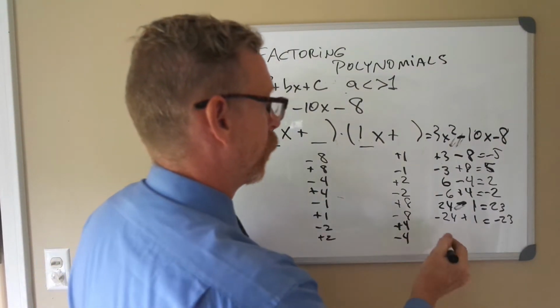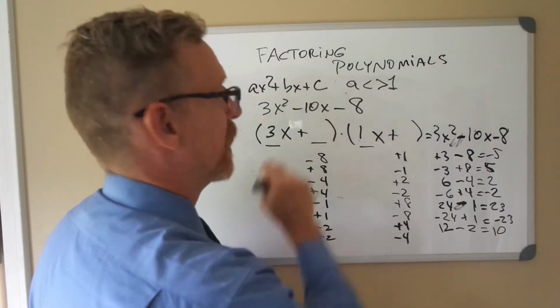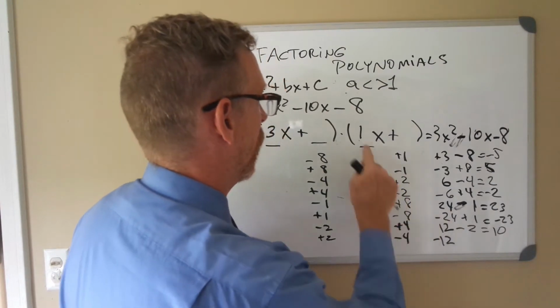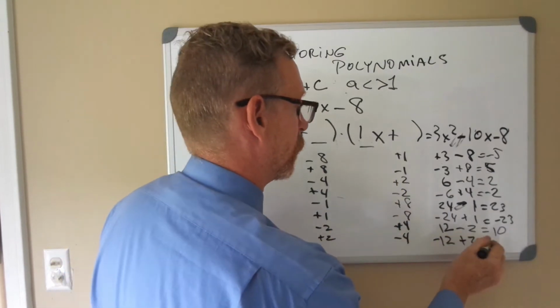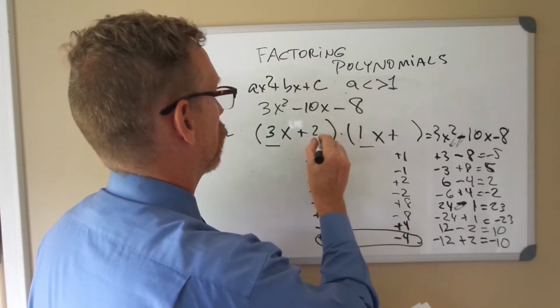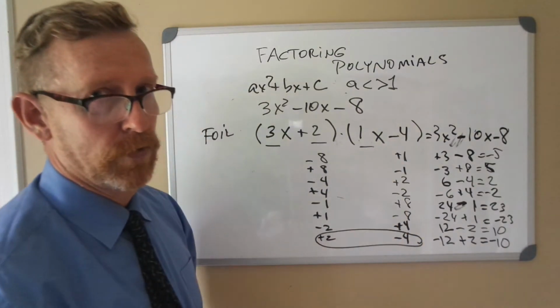3 times a positive 4 is 12, and 1 times a negative 2 is equal to negative 2. But we need a negative 10. So 3 times a negative 4 is a negative 12, and 1 times a positive 2 is equal to a negative 10. So our solution is here. That's 2, and this becomes minus 4. And that's using the reverse FOIL method.